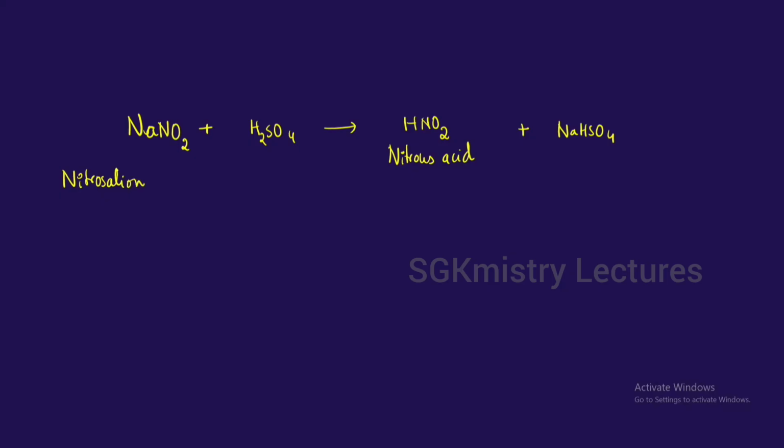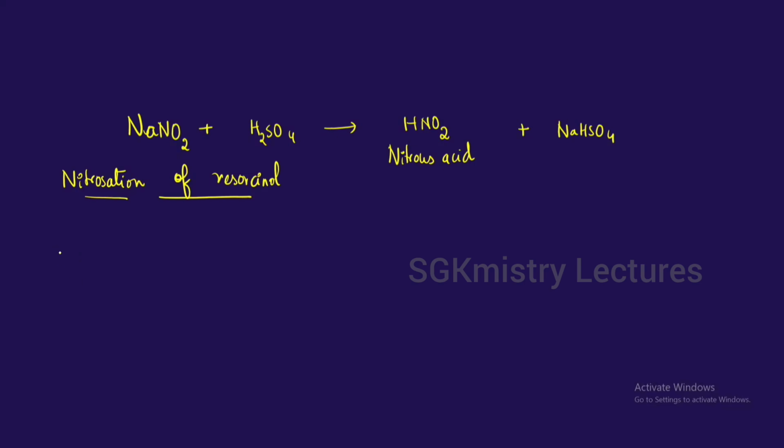So here we know that first of all, sodium nitrite is taken. So NaNO2, in the presence of sulfuric acid, H2SO4, you're going to get nitrous acid, HNO2. This is nitrous acid. Along with that, you have NaHSO4. So now, next is nitrosation that takes place. Nitrosation of resorcinol.